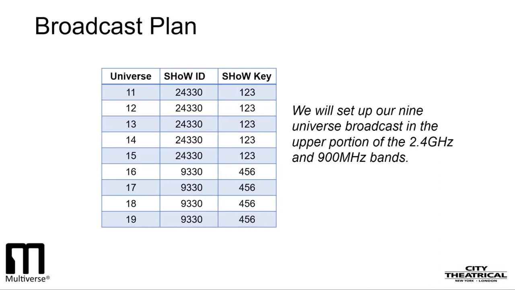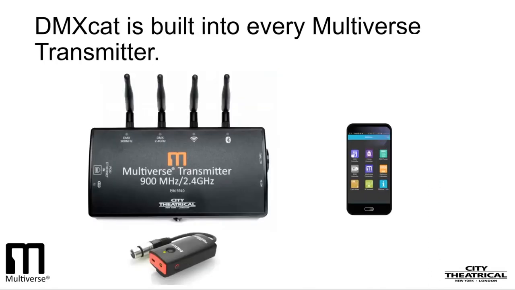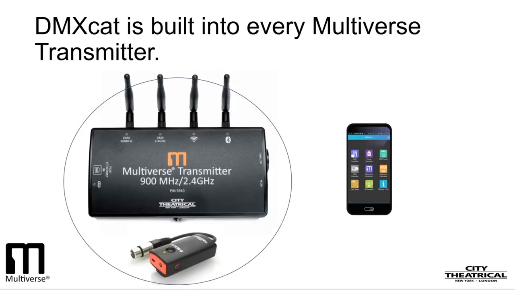With this information, we now have everything we need to begin setting up our multiverse transmitter, and then our multiverse nodes. We spent time in 2 previous webinars discussing RDM and City Theatrical's DMXcat multifunction test tool. You may also have noticed that there is no actual user interface built into Multiverse Transmitter. There are no buttons or screens on it for making settings. Instead, we build a DMXcat into every transmitter. You'll only need to download the free app from the Play Store or App Store, and you're ready to go.